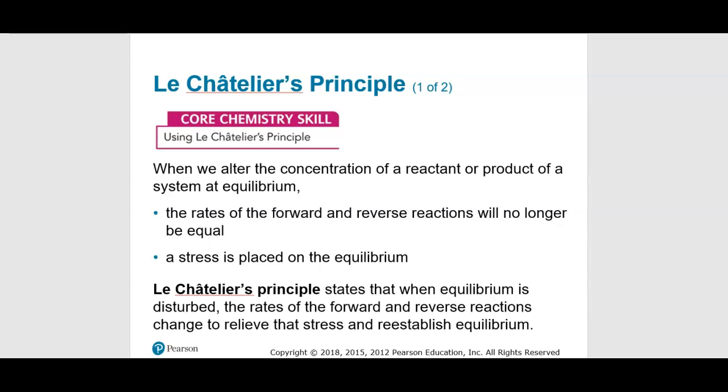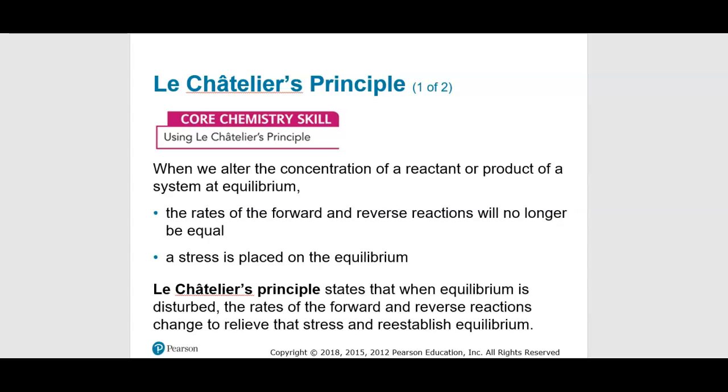When we alter the concentration of a reactant or product of a system at equilibrium, when you alter the concentration of just one, you're mostly responsible for knowing about what happens with one, because if there's more than one, then the math can get a little complicated, but it can be worked out.